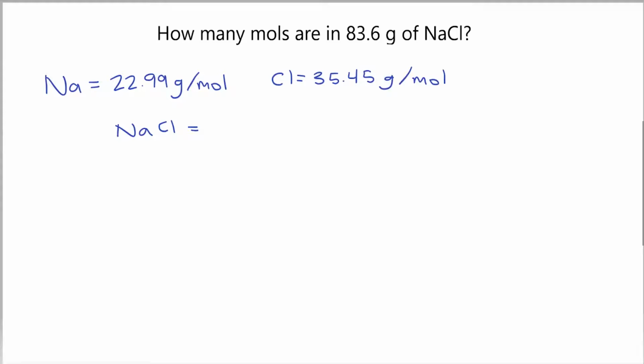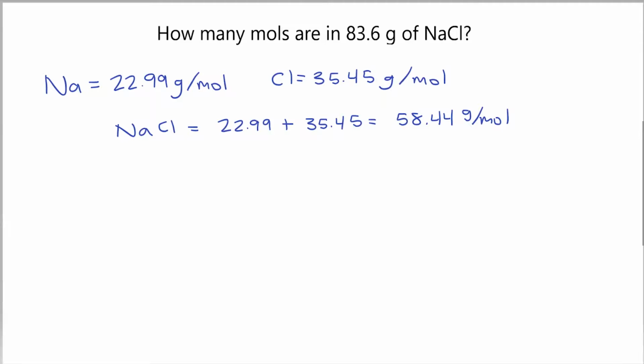So this is going to be equal to 22.99 plus 35.45, which is equal to 58.44 grams per mole. Now we have the molar mass of NaCl. We can now continue and solve this problem.